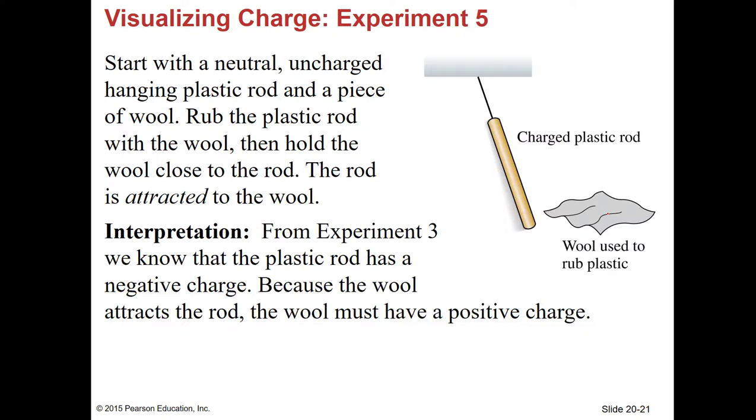Okay, here's another experiment we can take a look at. Start with a neutral, uncharged, hanging plastic rod and a piece of wool. Rub the plastic rod with the wool, then hold the wool close to the rod. The rod is attracted to the wool. So from experiment 3 that we did before, we know that if these are attracted, they must have opposite signs. Because the wool attracts the rod, the wool must have a positive charge.